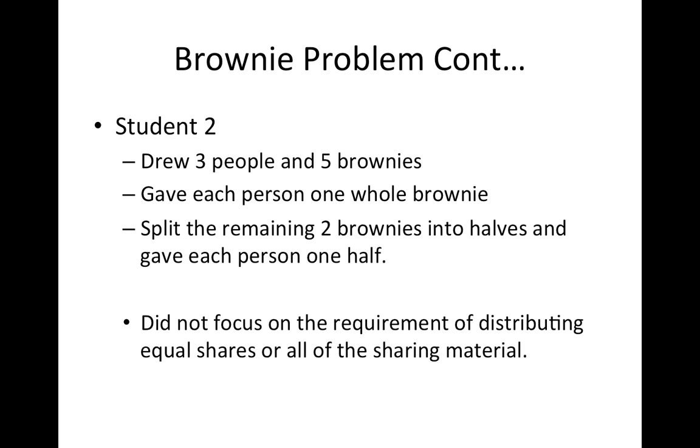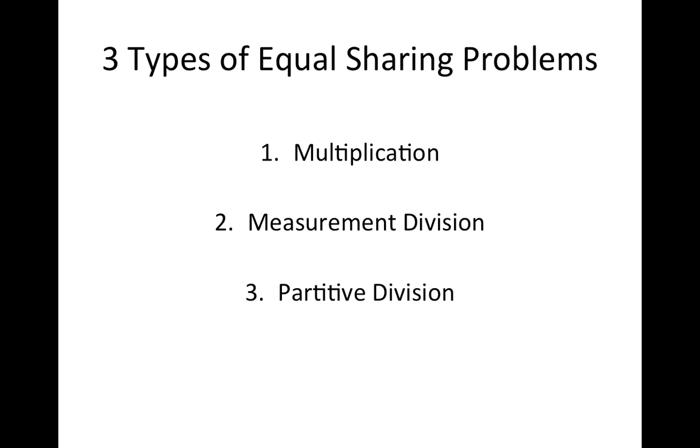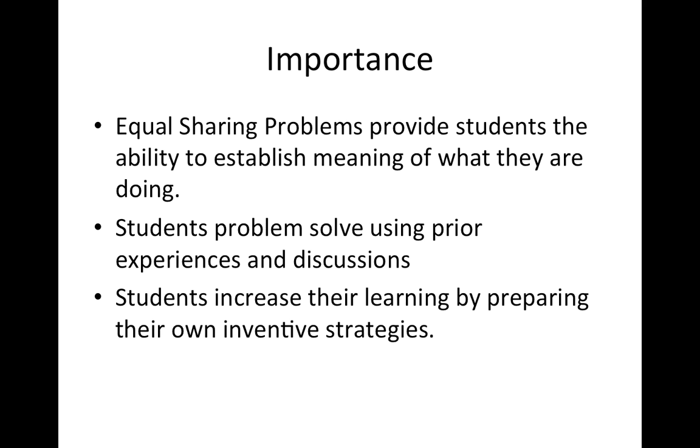It is explained in the text that there are 3 types of equal sharing problems. They are multiplication, measurement division, and partitive division. A multiplication equal sharing problem has an unknown total. A measurement division equal sharing problem has an unknown number of groups, and a partitive division problem has an unknown amount per group.